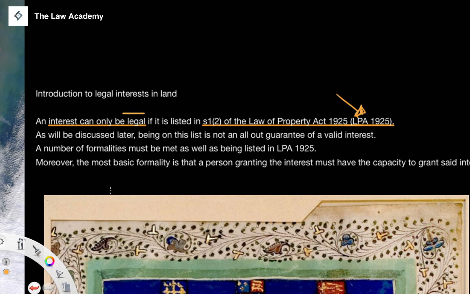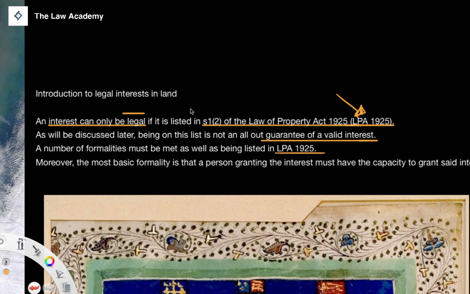And as will be discussed later, being on this list does not guarantee there being a valid legal interest in land. So not only does it have to be on this list within this provision for it to be a legal interest, but a number of formalities must also be met. So it has to firstly be listed on the Law of Property Act Section 1(2), and it also second has to meet the required formalities, and the required formalities tend to depend on the specific legal interest that we're talking about.